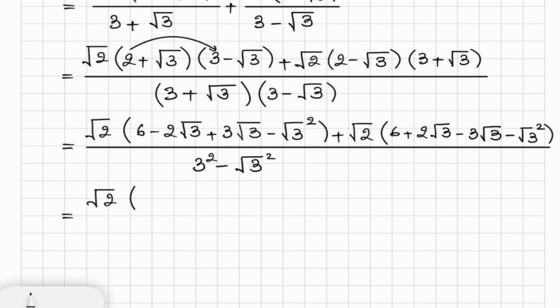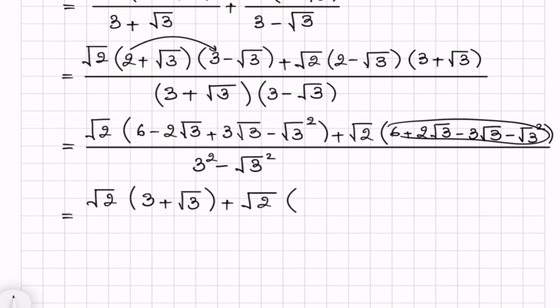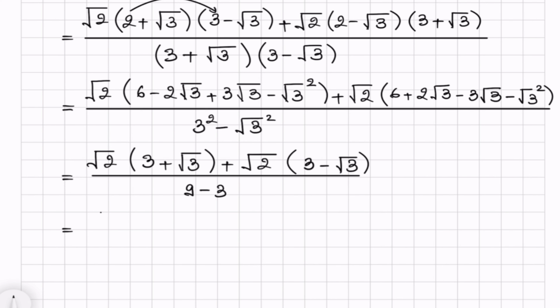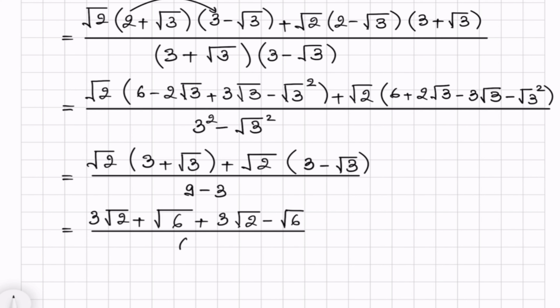Okay, then we will get, so here we have square root of 2, and then for this factor we will get 3 plus square root of 3, and then plus square root of 2. So for this factor here we will get 3 minus square root of 3, and then all over 9 minus 3, okay, and then equal to, so now we get 3 square root of 2 plus square root of 6, and then plus 3 square root of 2 minus square root of 6, all over 6, and then equal to 6 square root of 2 over 6, then equal to square root of 2, okay.